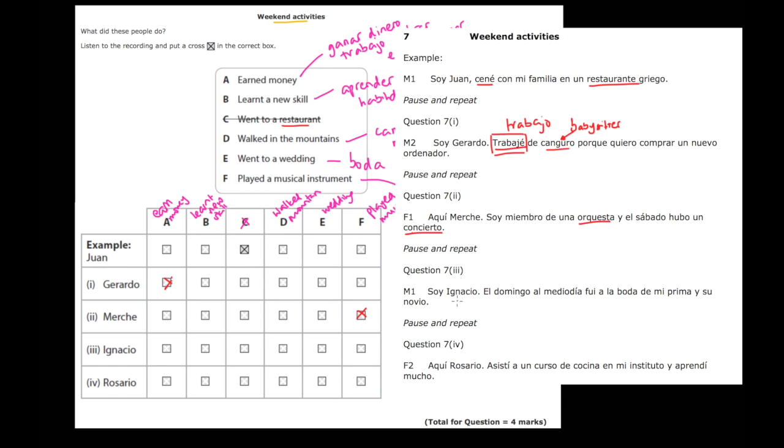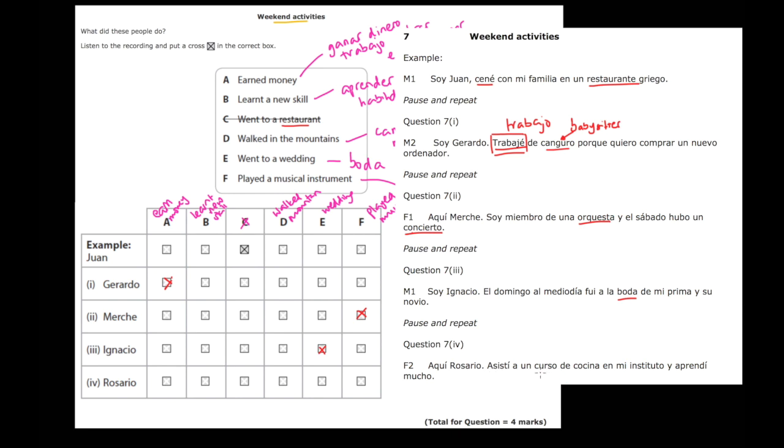Next one down is Ignacio. "El domingo al mediodía fui a la boda de mi prima y su novio." This is a pretty straightforward one. Boda, wedding, no problems there. It's Ignacio. And then we've got Aquí Rosario.